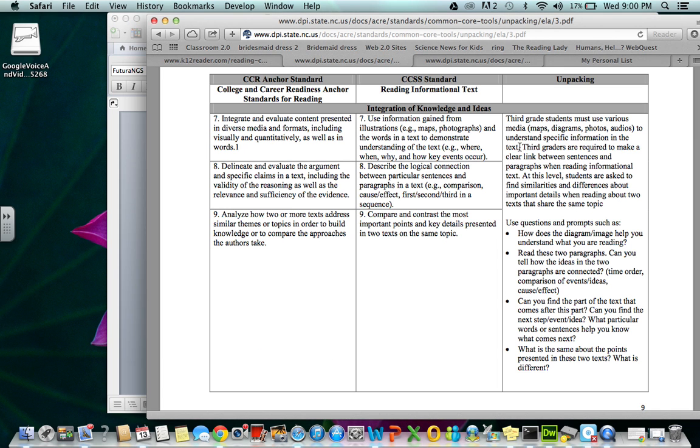All right, so what we're looking at here is third grade standards for language arts. And the standard that we'll be covering during this time is to compare and contrast the most important points and key details presented in two texts on the same topic. So I'm going to copy that right from the DPI site.